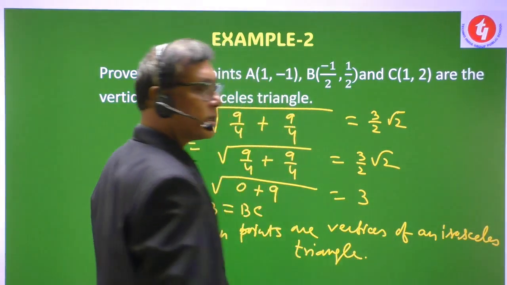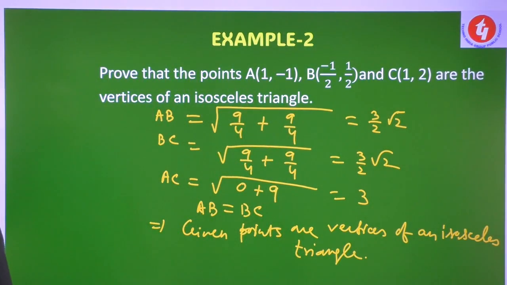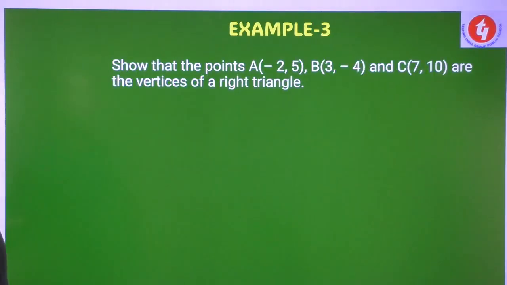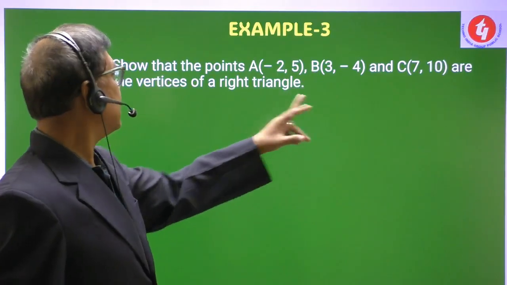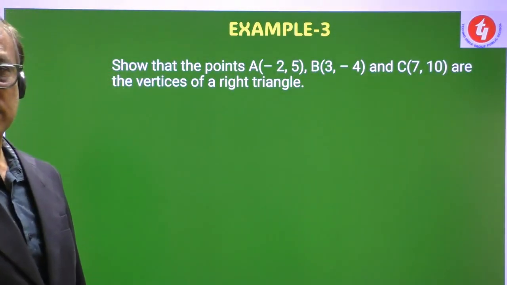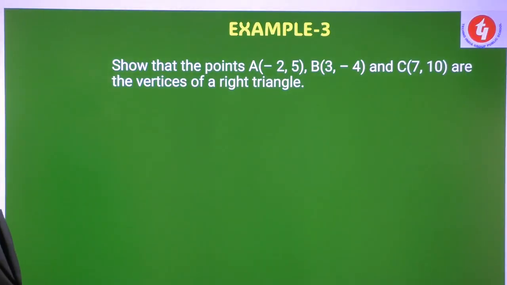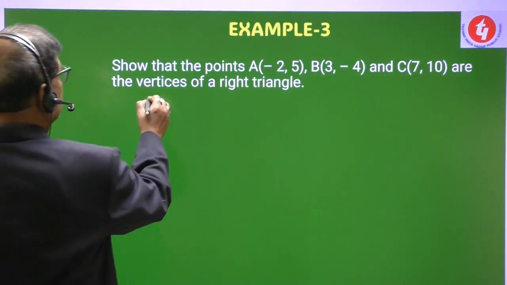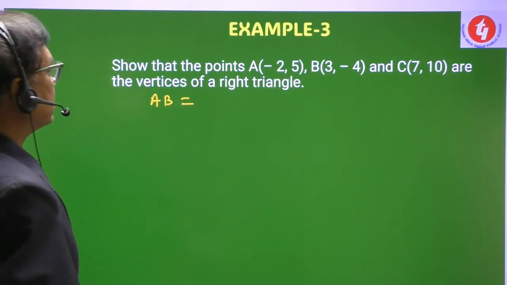Yes, is it clear? Now one more example I'll do, example number 3. We have to show that the points A, B, C are the vertices of a right triangle, that is a right angle triangle. Is it clear? So for that, again we'll find AB, BC and AC one by one.